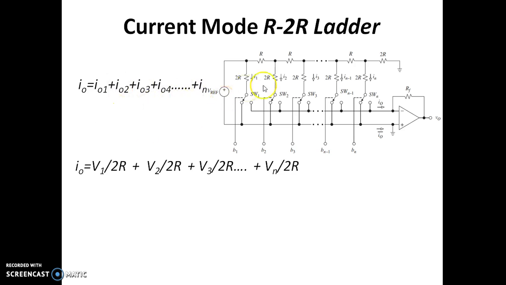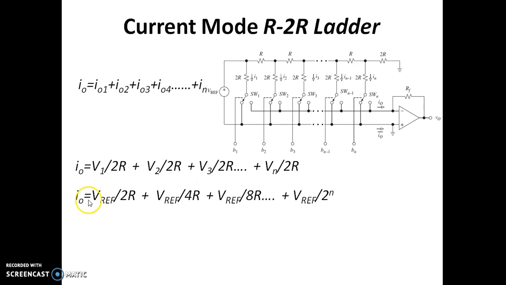Now what is actually I01? As you know, this is V1, so V1 by 2R is this I01. This I02 is V2 by 2R, where this is voltage V2. This current I03 is V3 by 2R. Likewise, the current that is flowing through the inverting terminal is given, in terms of V reference, by V reference by 2R, V reference by 4R, V reference by 8R, and V reference by 2 power n R. Because we are simply replacing V1 by V reference, V2 by V reference by 2, and V3 by V reference by 4.